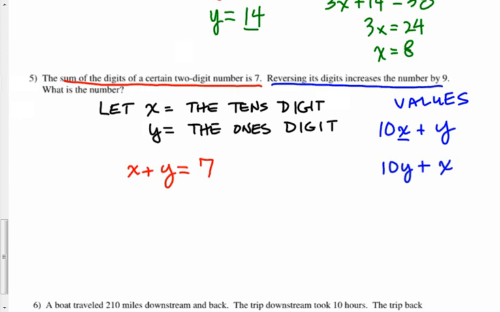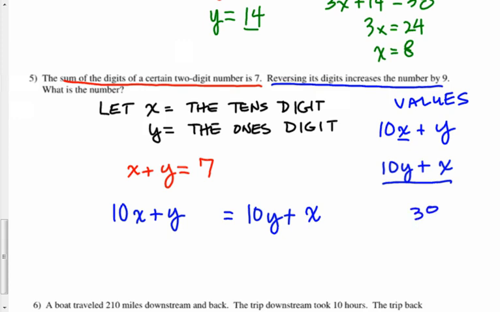So it says that reversing its digits increases the number by 9. So the value to begin with is 10x plus y. And if we reverse those digits, so this thing here, and y plus x, they're not equal anymore. Just think about this. Let's say we started with 38 and then we change it to 83. Well, that increased the value by quite a bit. And in this case, we increased the value by 9. So this is 9 more than this. So there's our equation. Okay.